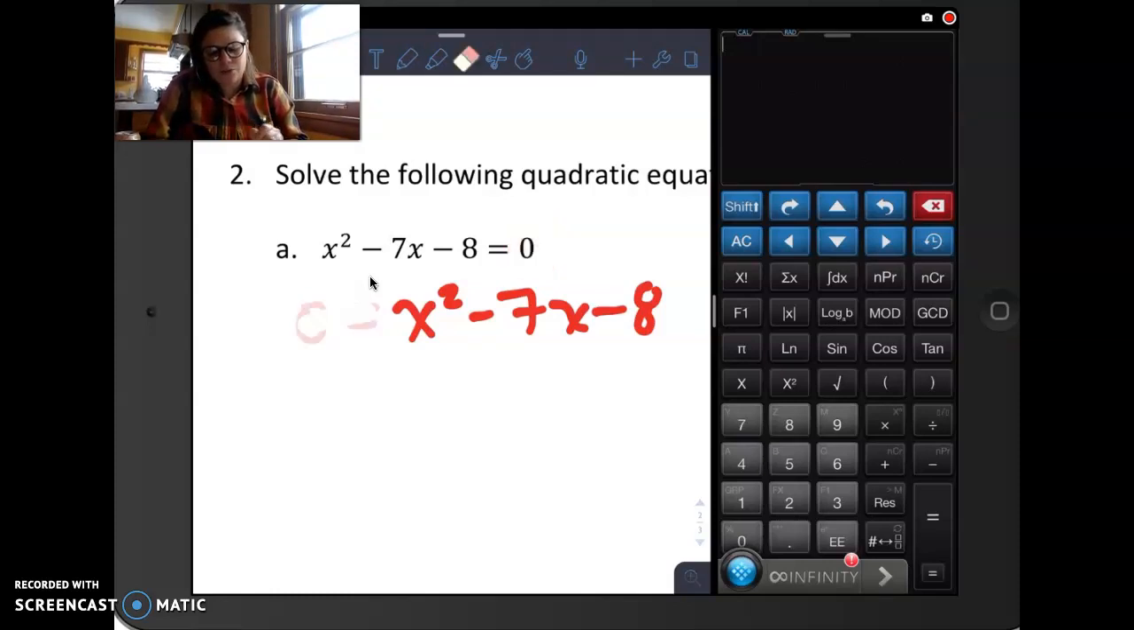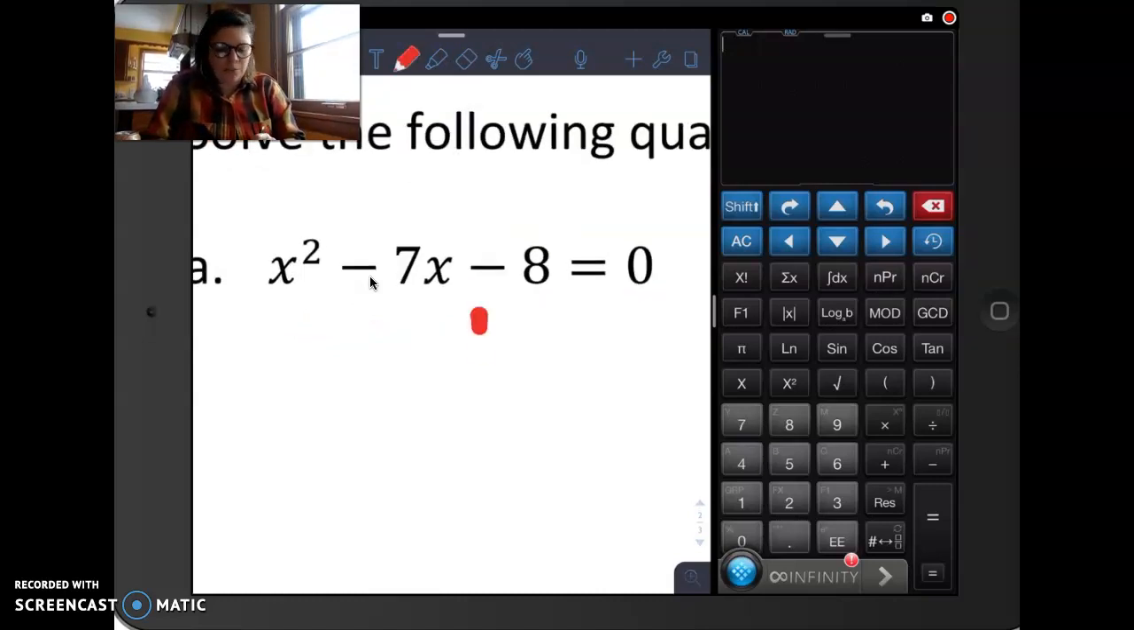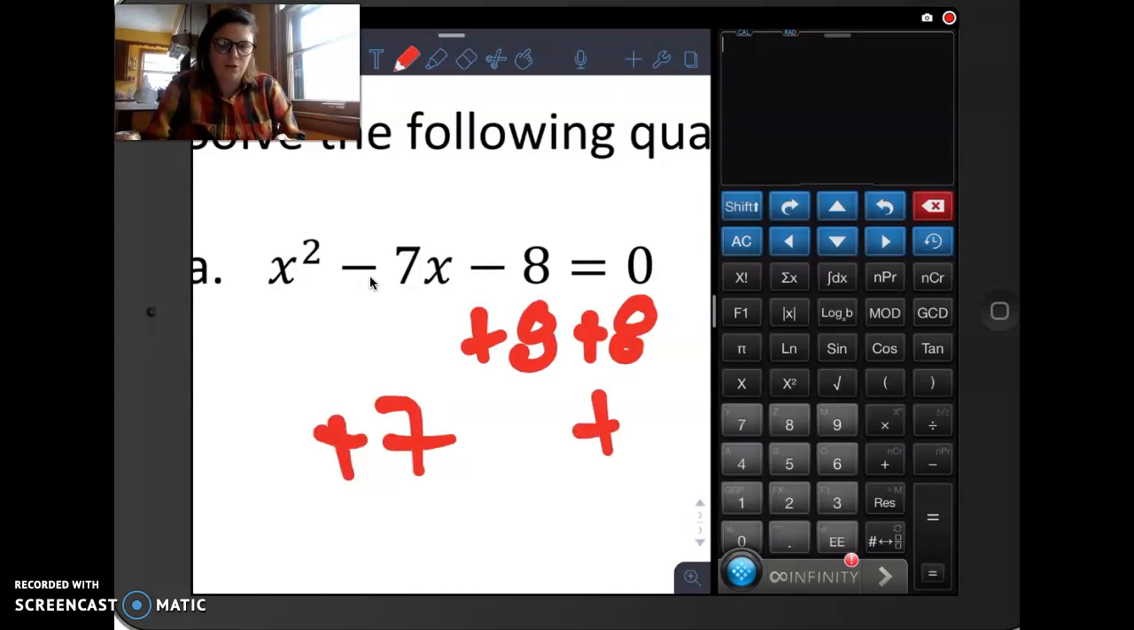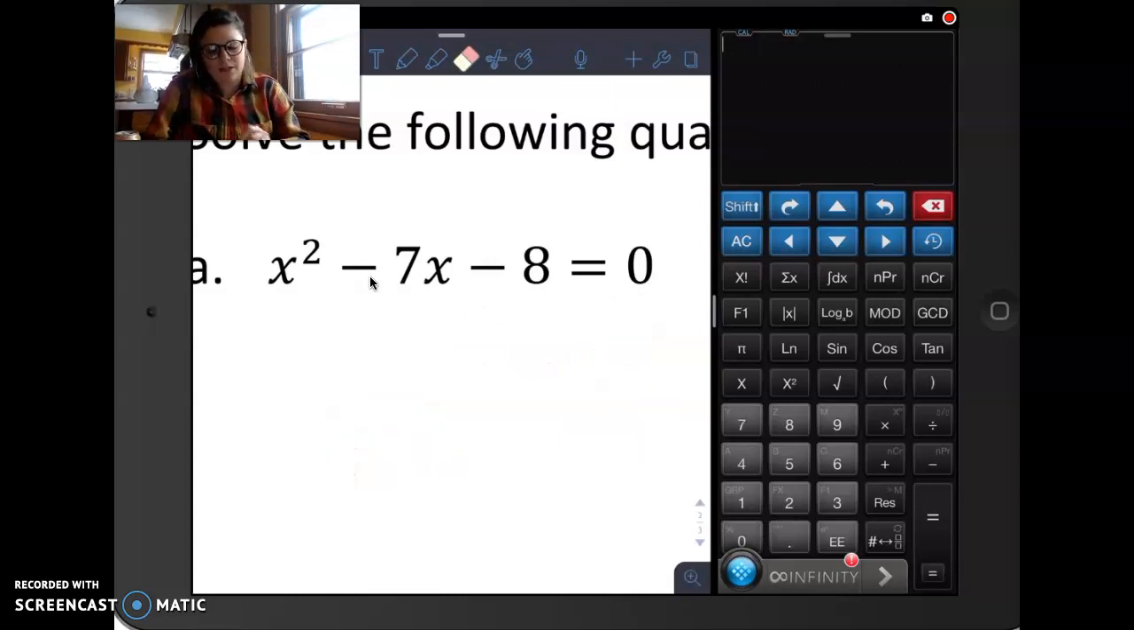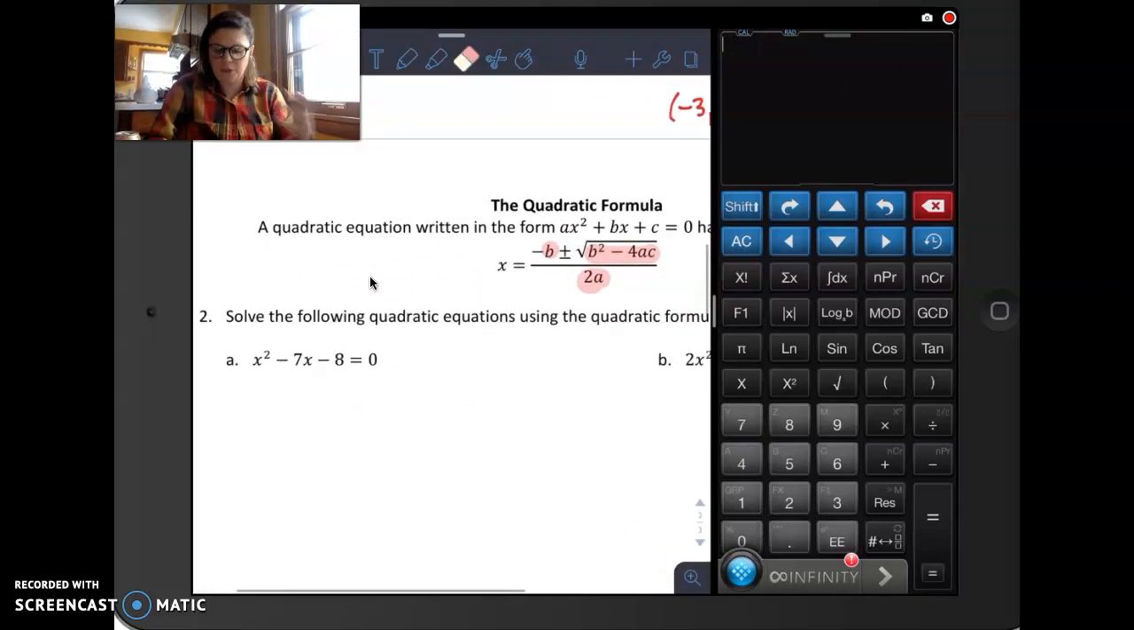I don't want to get too deep into this, but the reason why you can't just solve this like we would normally, like plus 8, and then plus 7, is because you have an x squared and you have an x. With two different terms that are not like terms, you can't combine them together. You'll never get x alone. So, really rushed explanation on why we need to use this formula.